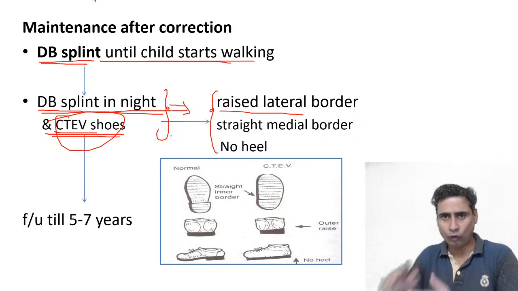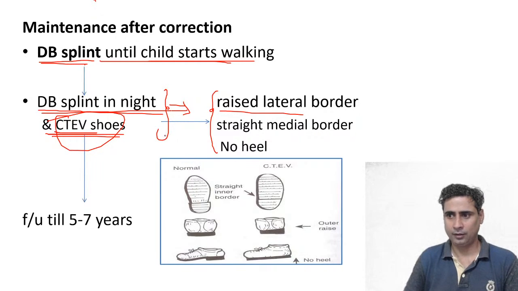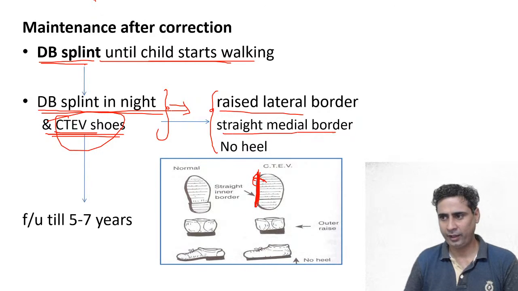Similarly, in the forefoot we have adduction. Forefoot adduction is there. If we straighten the medial border of the shoe, this forefoot cannot go into adduction. So to prevent recurrence of adduction, we give a straight medial border.